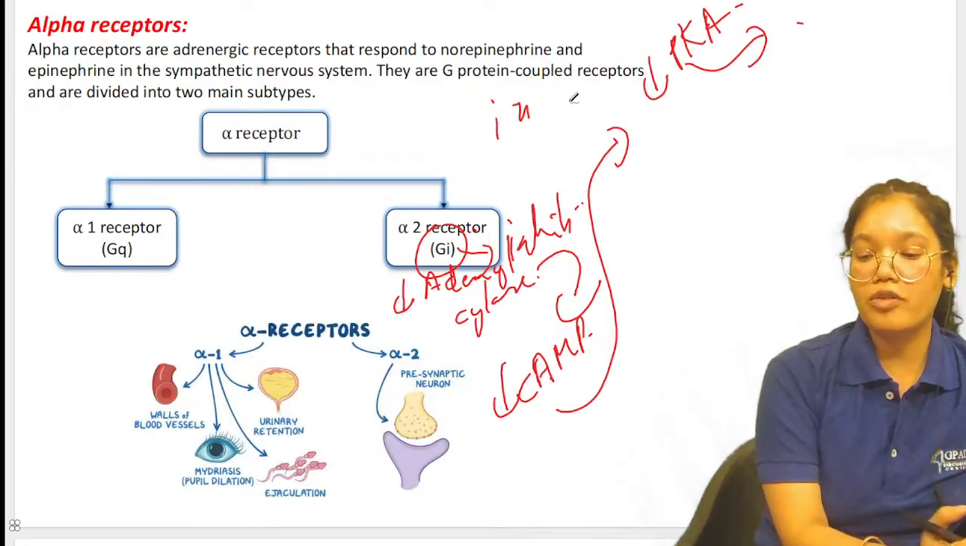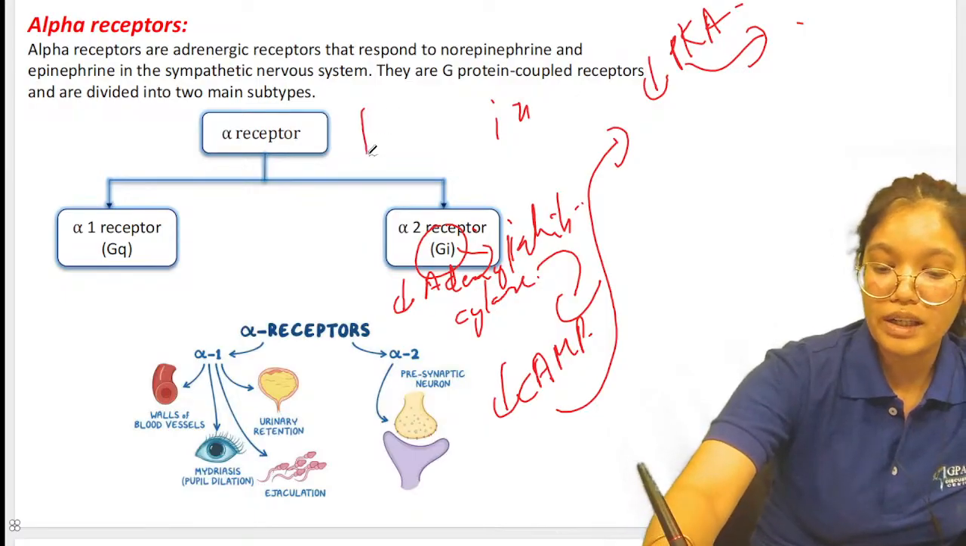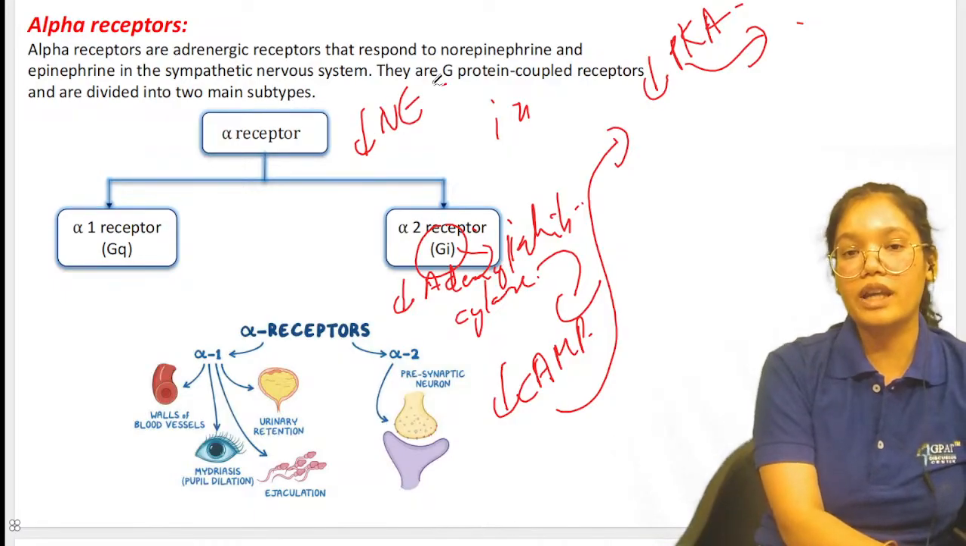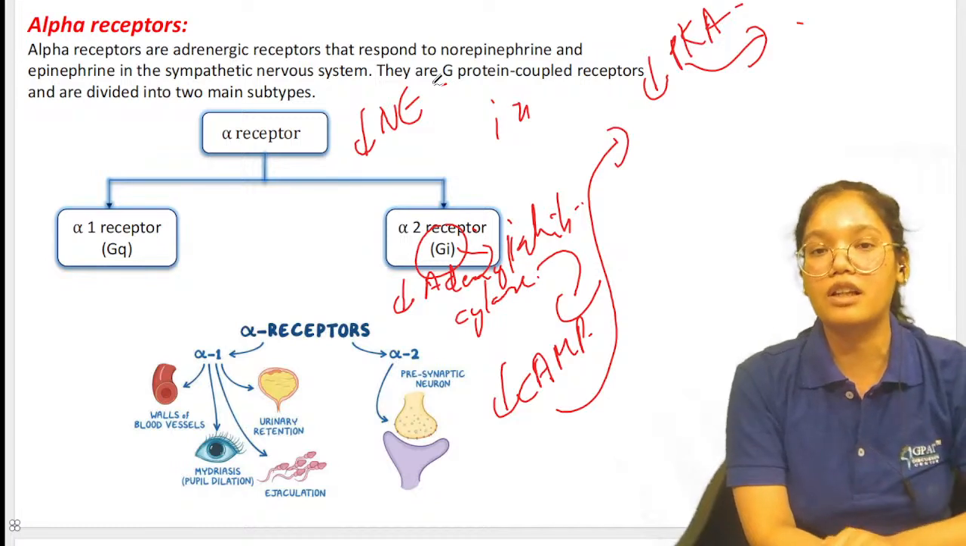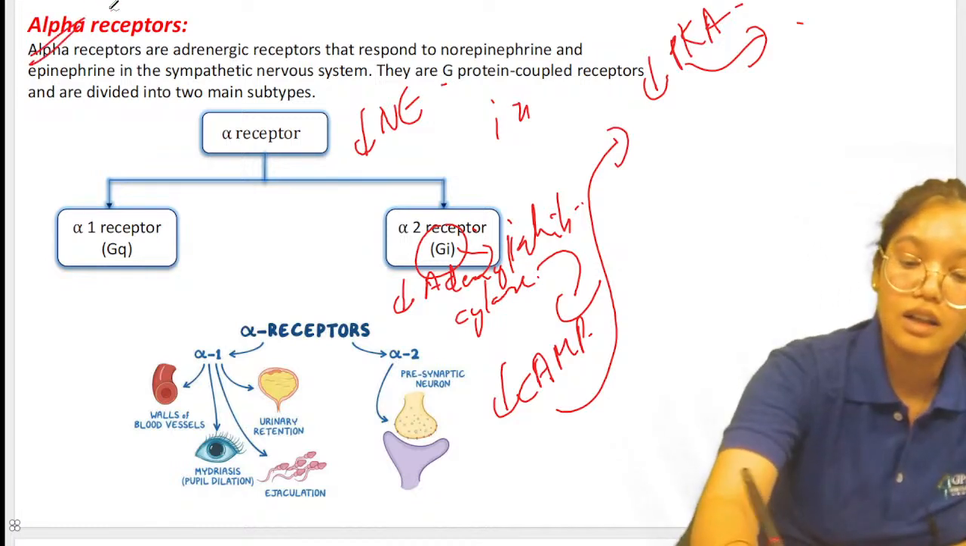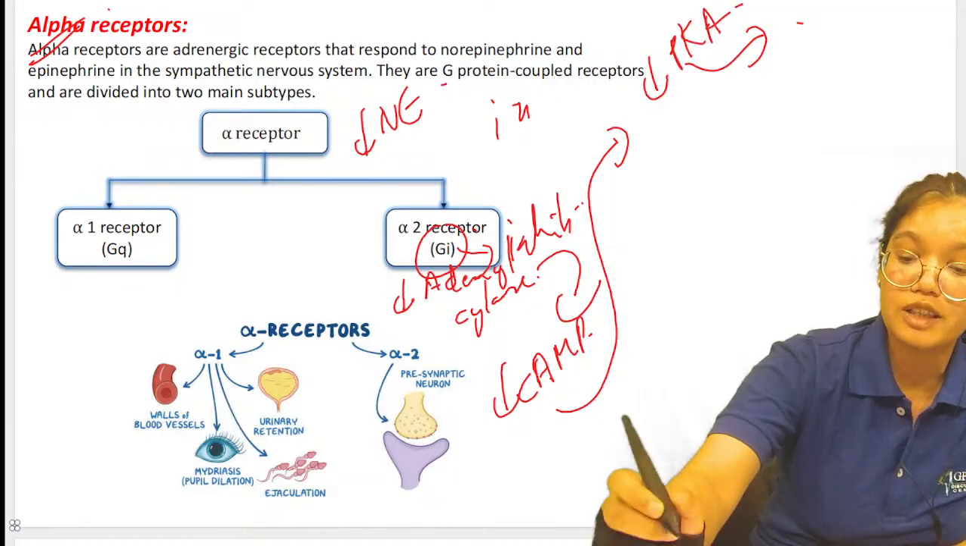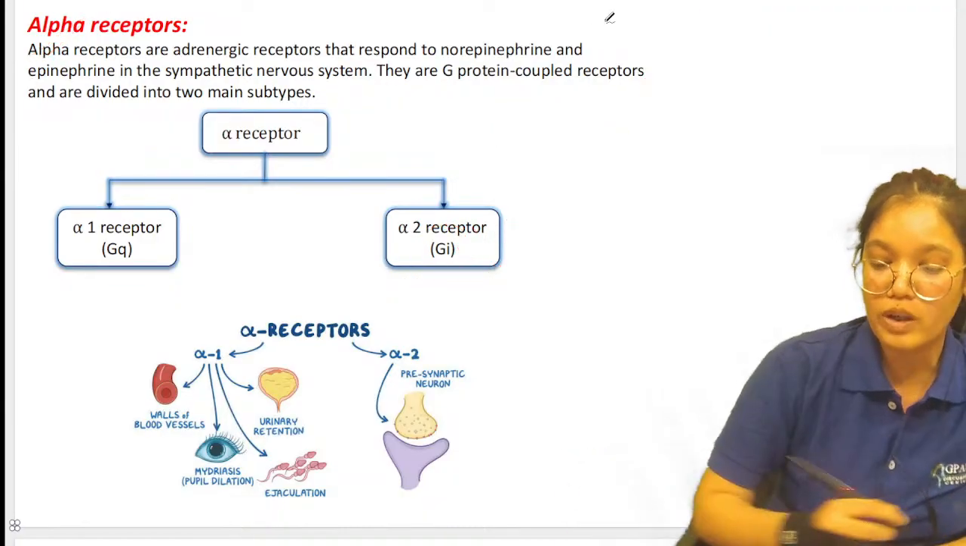So what type of action? It will decrease the norepinephrine release. Norepinephrine is the alpha receptor neurotransmitter. Okay, clear?